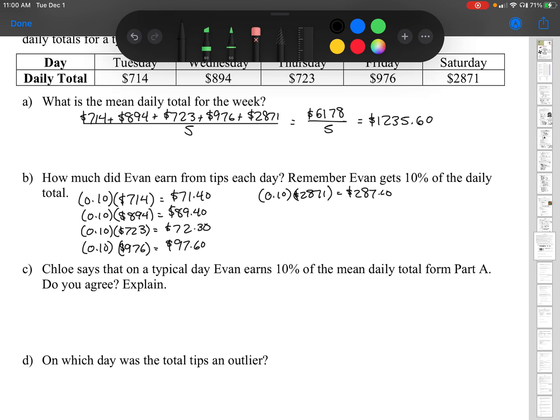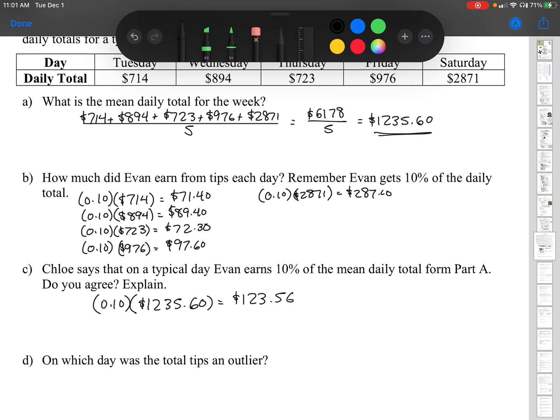Now, Chloe says that on a typical day, Evan earns 10% of the daily mean total from part A. Do you agree? Yes or no? Okay, so what we're looking for here is we're saying that on a typical day, he earns 10% of A, which is that piece right there. So 0.10 times 1235.60 would give you $123.56, like so.